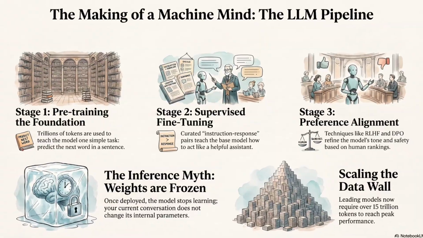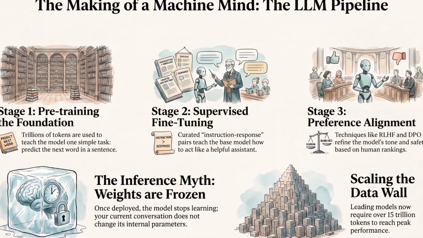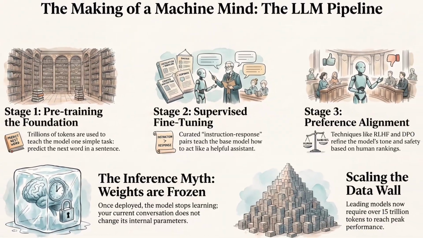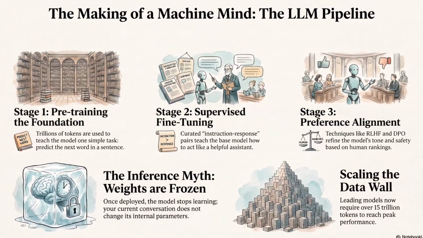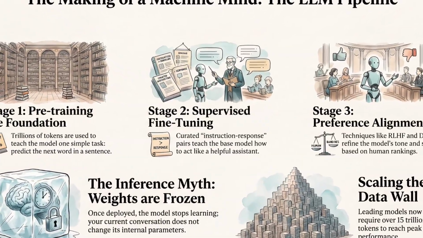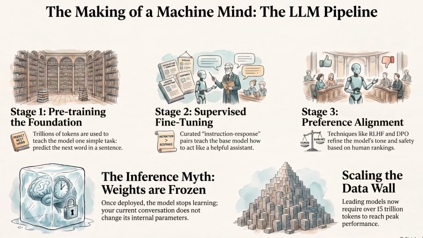And by repeating that simple prediction game trillions of times, the model is inadvertently forced to learn grammar, historical facts, logical reasoning patterns, and even computer code structure, simply because understanding those things makes it statistically better at predicting the next word.